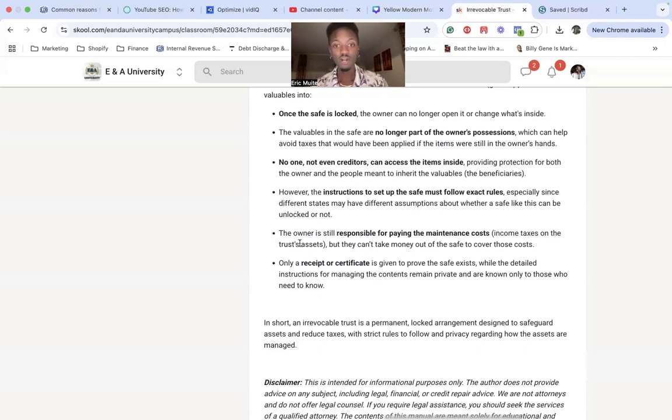Right? Income taxes on the trust assets. But again, when it comes to taxes on the private side, guys, it's handled differently, right? And I'll be teaching that later on, how to handle that stuff with taxes, how to pay taxes the right way. But they can't take the money out of the safe to cover those costs.